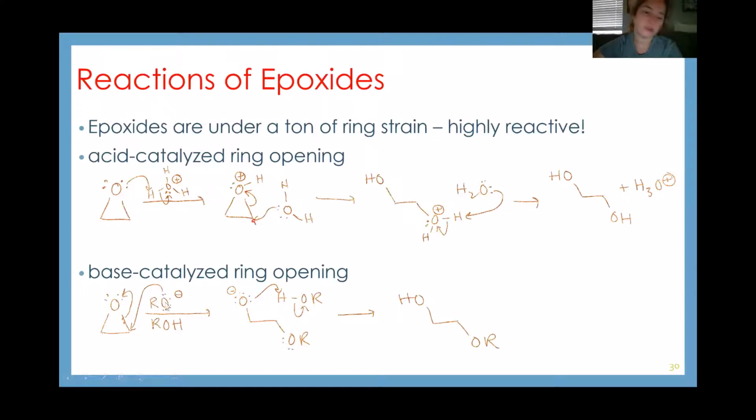In a base catalyzed ring opening, you're not going to have that initial protonation step. The only trick to this is that when you open up the ring, you're going to end up with an alkoxide, and you will end up having to protonate that to get the alcohol.